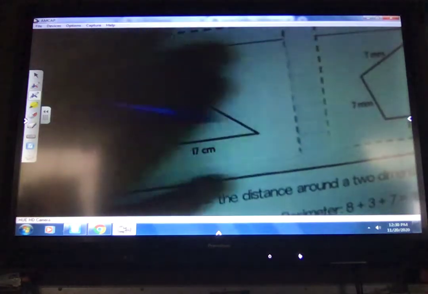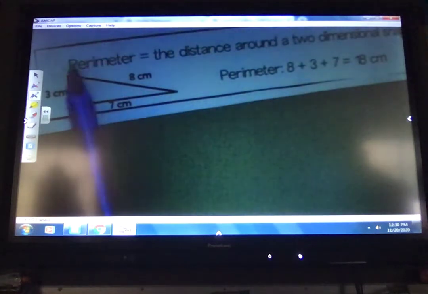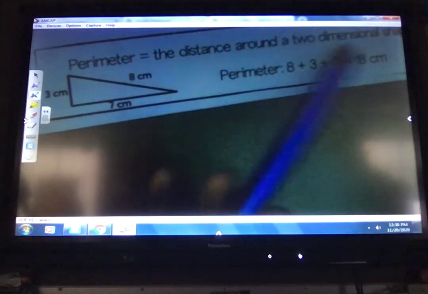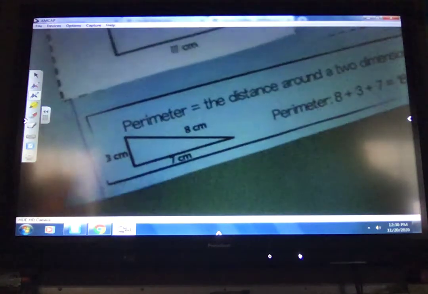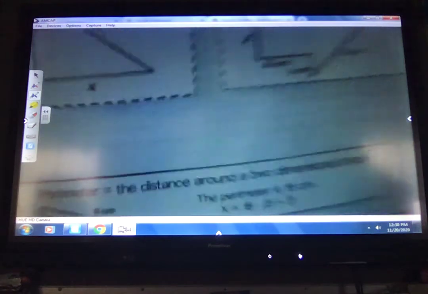Okay, down at the bottom it tells you that you're going to glue this down. Perimeter is the distance around 2-dimensional shapes. Perimeter, they're showing you to add your sides. Okay, there's another page that is on perimeter that we're going to do next.